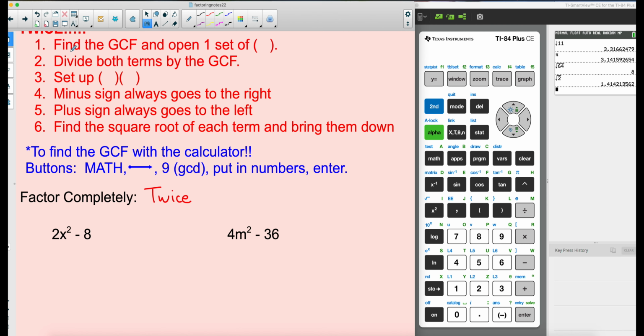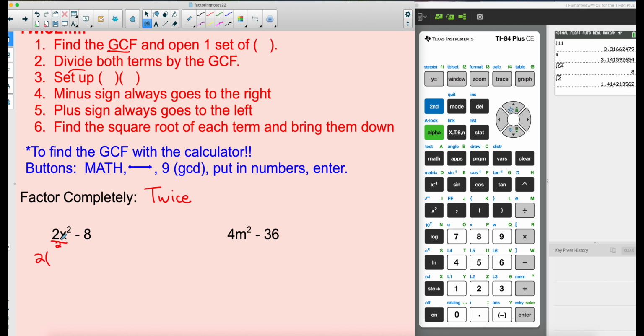So what does the first step say? You need to find a greatest common factor and then open one set of parentheses. Now, just to save time, guys, when you have the number 2 and 8, the GCF here is 2. So what you do is, guys, you pull out 2 and you open one parenthesis. That's all. And now the second step says to divide both terms by the GCF. Here are your terms. So you're going to divide them both by 2.